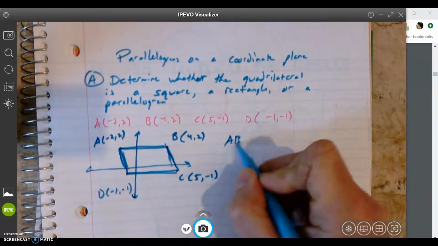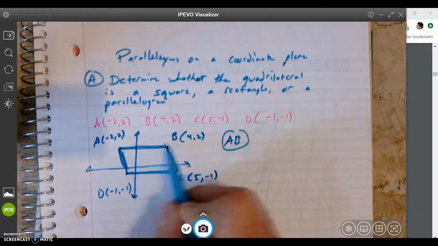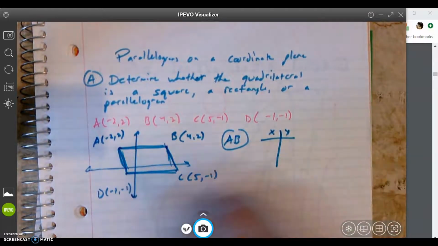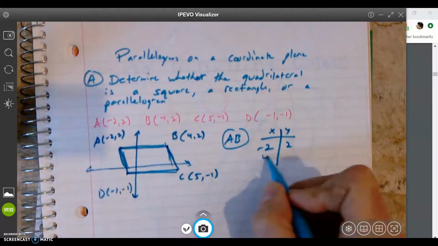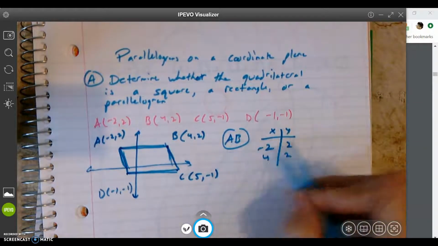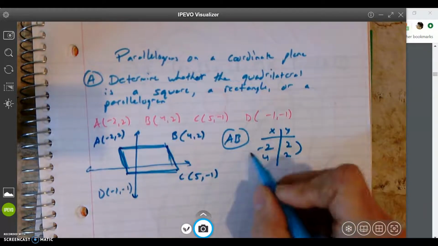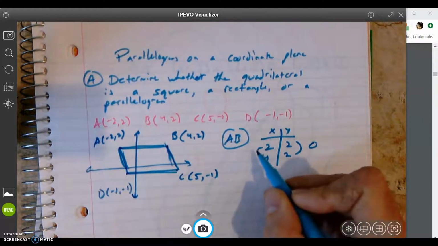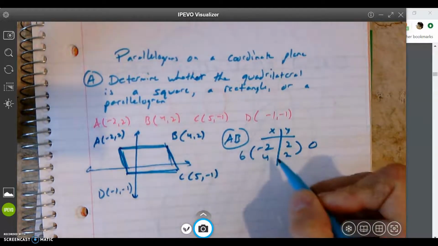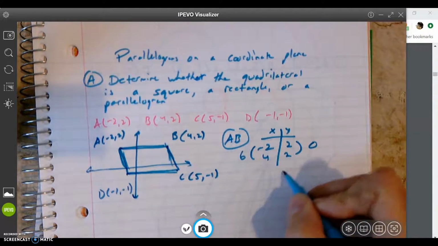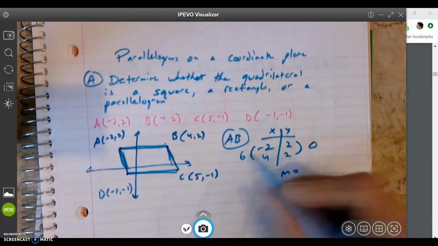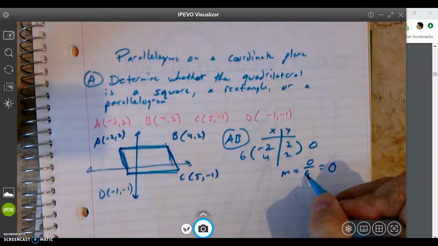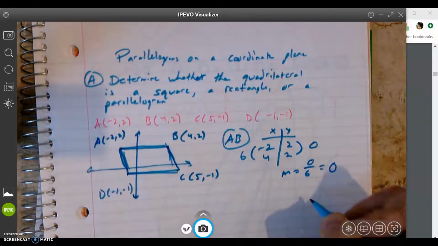So AB first. We can sort of see that the slope is 0 right there, but we're just going to prove it anyway. So this is how we find our slope. We have X and Y. So we have -2, 2, which is A, and then 4, 2, which is B. The change in Y over the change in X is the slope. So 2 to 2, that's 0 change. And then -2 to 4, that's 6. So you go 6 spaces. So your slope is the change in Y over change in X, that's 0 over 6, which is 0. Like if you have a pizza that's broken into 6 pieces and you get 0 of them, you get nothing. Sorry.